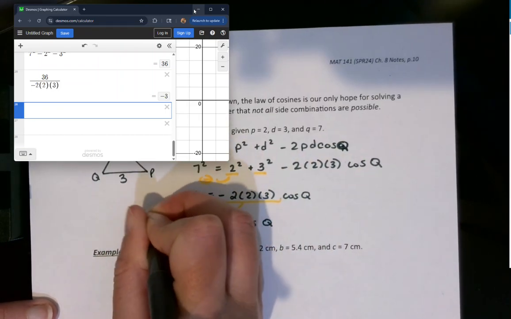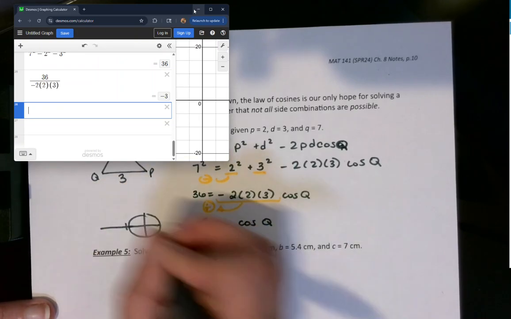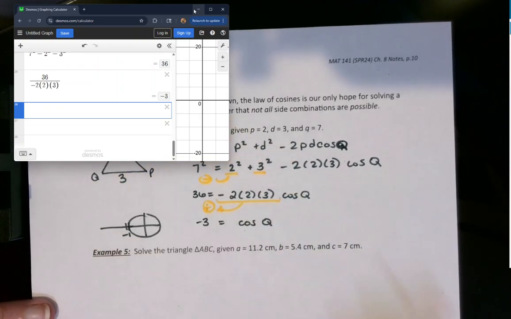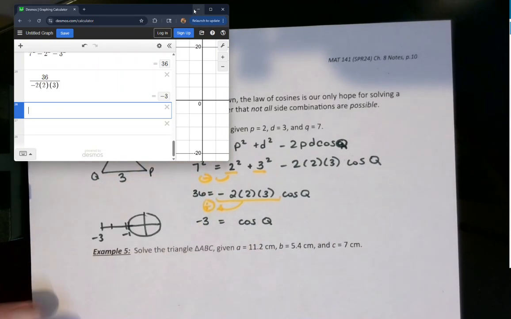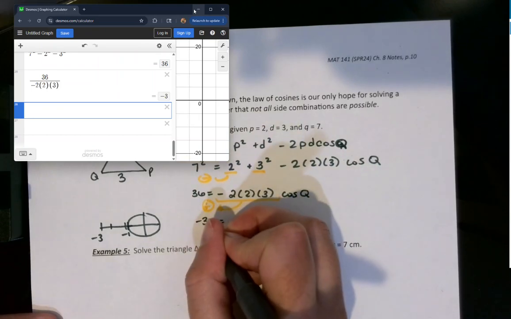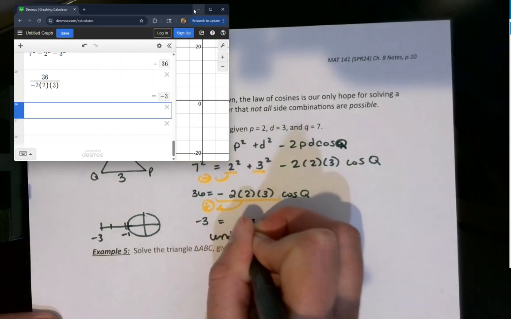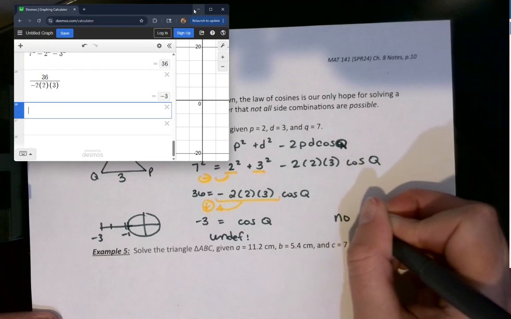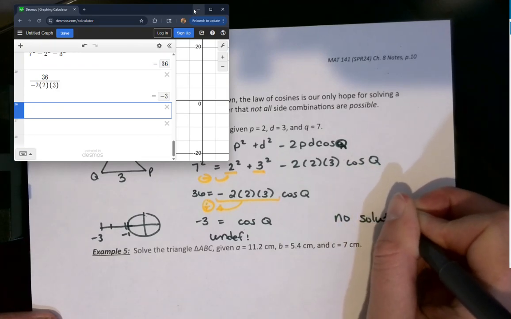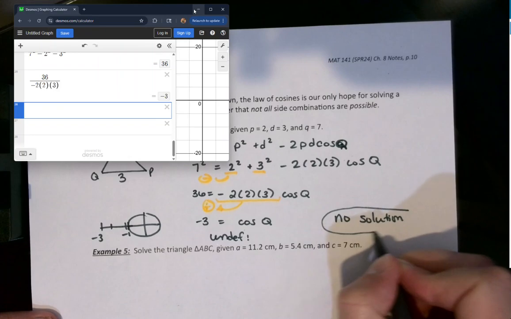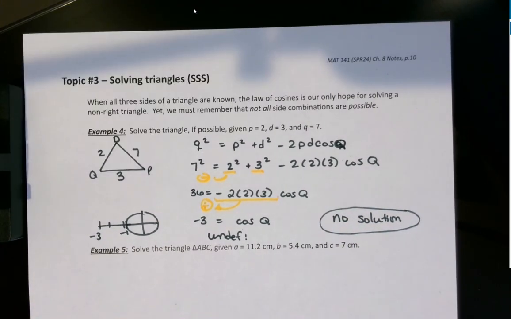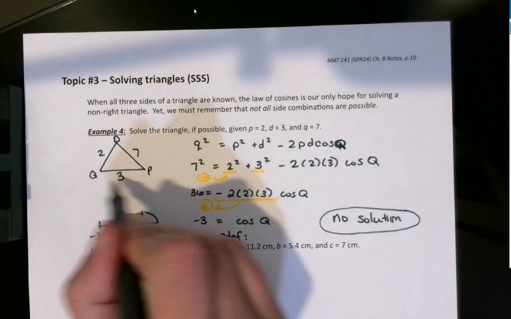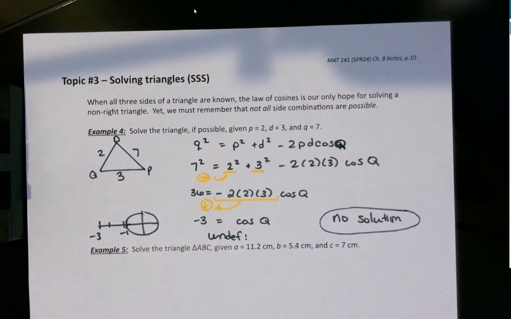Remembering that on the unit circle, the lowest that the cosine value is allowed to get is negative 1. So is it ever going to get to negative 3? No. So this is undefined. So this triangle has no solution. So we saw that warning right away that not all side combinations are possible. If that side length is 7, 3 is not long enough to connect to it. It just doesn't close. The triangle is not possible.